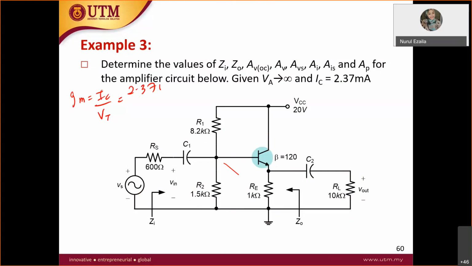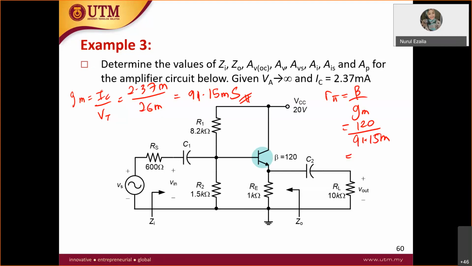Milli over 26 milli. Therefore, here you have 91.15 millisiemens. And the R pi is equal to beta over GM. Here you will get 120 over 91.15 milli, and you get 1.32 k ohm.